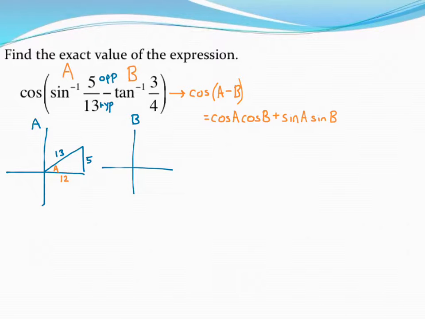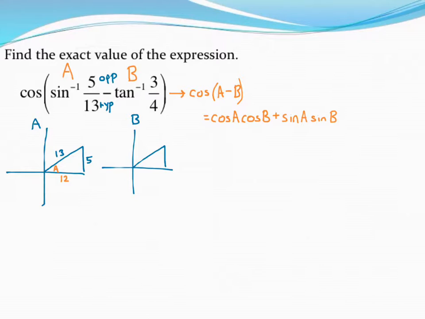Let's draw triangle B the same way. For triangle B, this time it's working with an inverse tangent, and just like sine, inverse tangent is going to be between one of those two quadrants. Because my inverse tangent is positive, again, I'm going to stick with quadrant 1. If it was negative, I'd do it in quadrant 4.